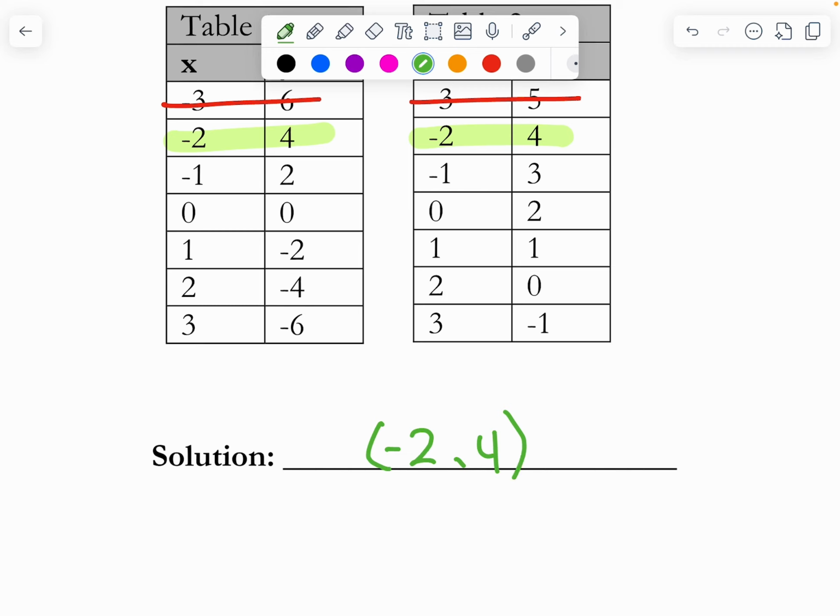Just find where they have the same exact answers for the x's and the y's. In this case, they were kind of lined up. Sometimes they won't be lined up, and that's perfectly fine.